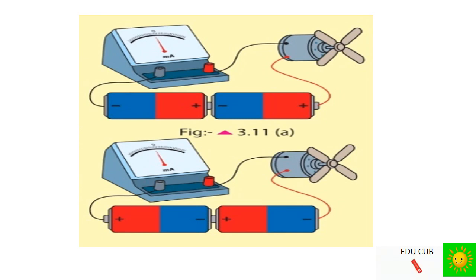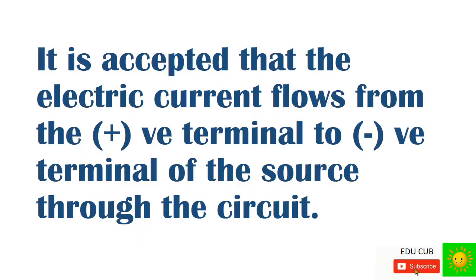When you change the terminals of these dry cells, the rotation of the fan in the motor is changed. It is accepted that the electric current flows from the positive terminal to the negative terminal of the source through the circuit.